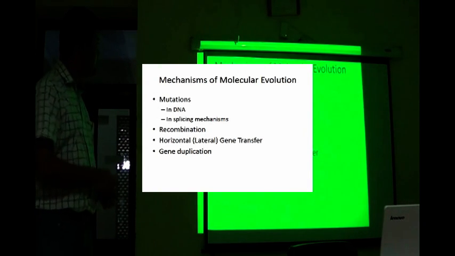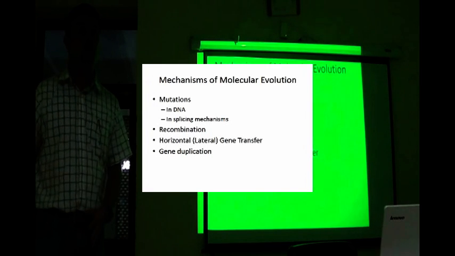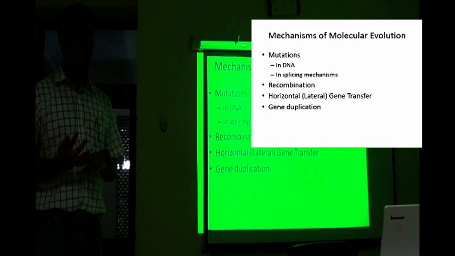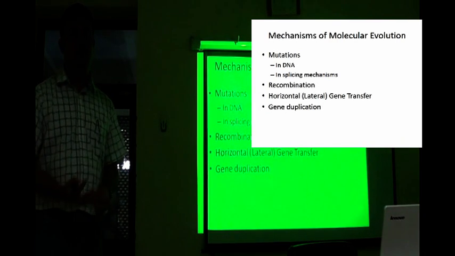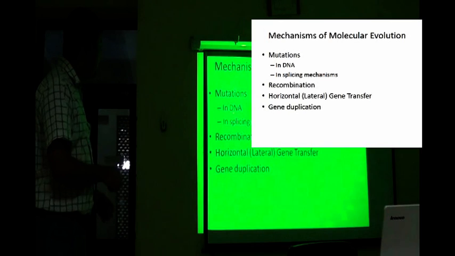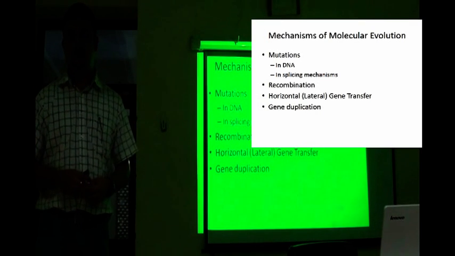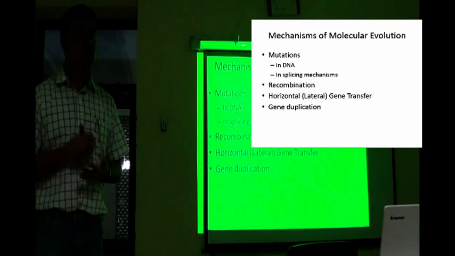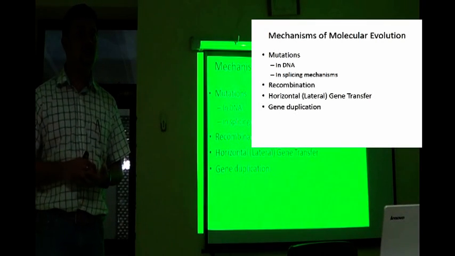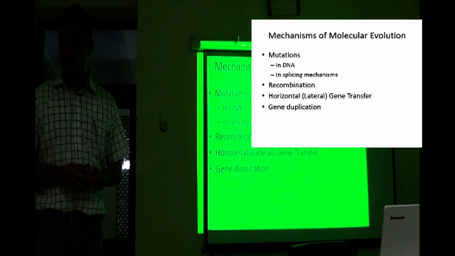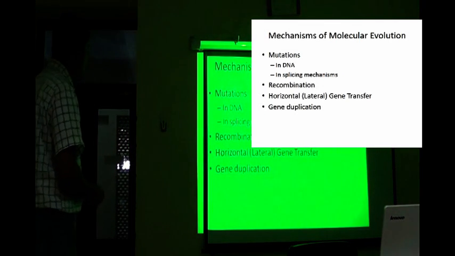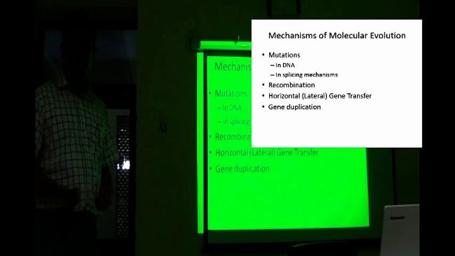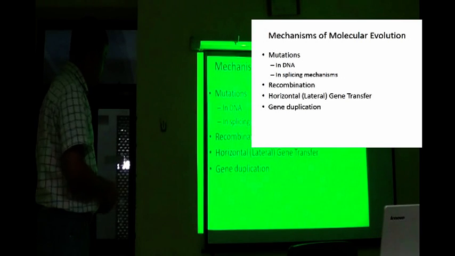So the mechanisms of molecular evolution are mutations, as we've already discussed what mutations are, in DNA as well as in splicing mechanisms or spliceosomes. So mutations happening in spliceosomes also result in molecular evolution. That is not well understood, how spliceosomes contribute to the process of evolution. So that is a potential topic for future research, or also for your PhD research if you intend to go for a PhD. Recombination, natural as well as artificial, we can perform.